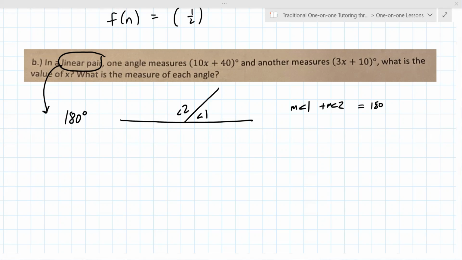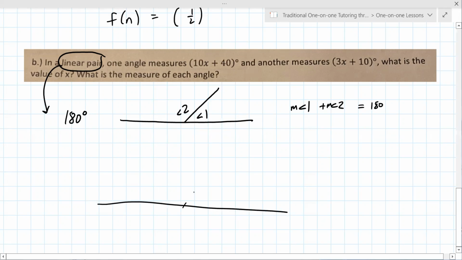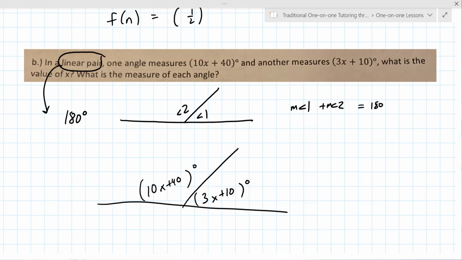Okay, linear. So then you take these two expressions. Linear is always a 180-degree line. Yes. So in your problem, you don't have to draw this picture, but it could help. You have two angles, and they add up to 180 degrees.